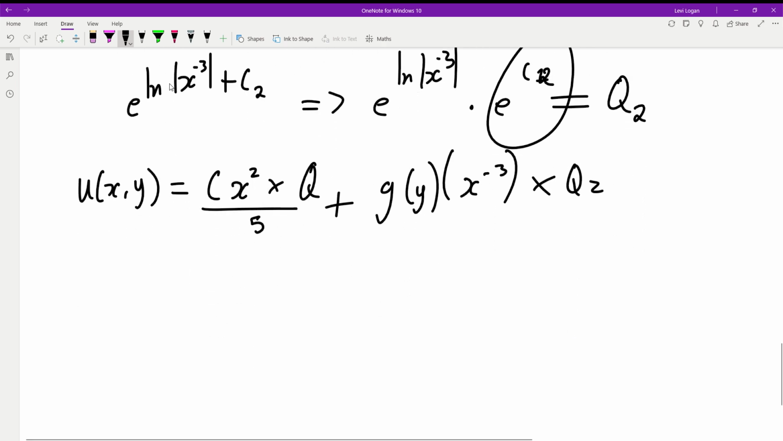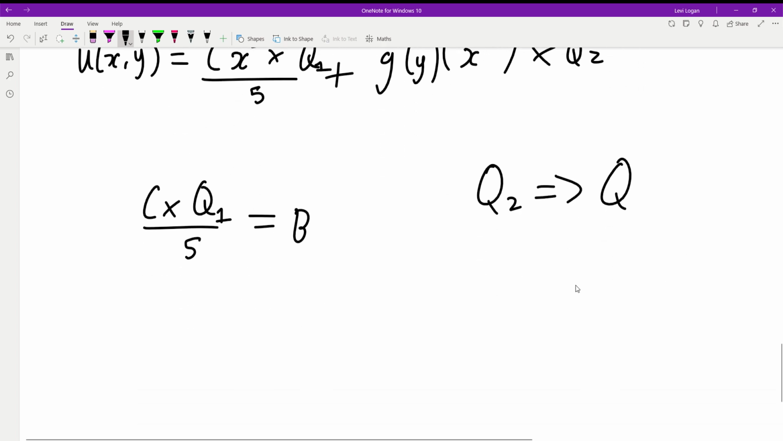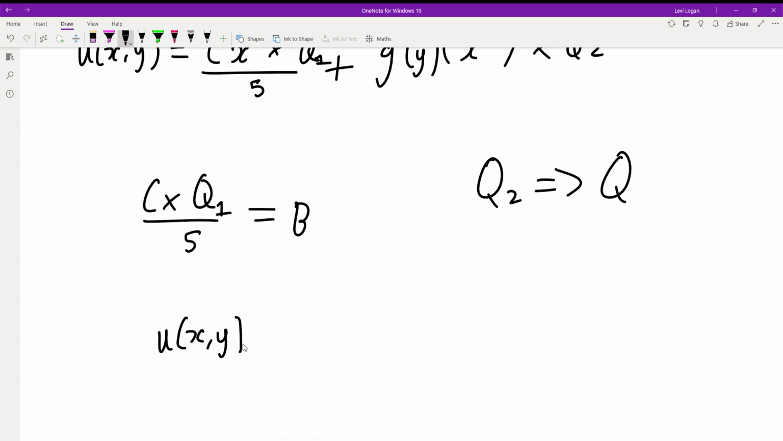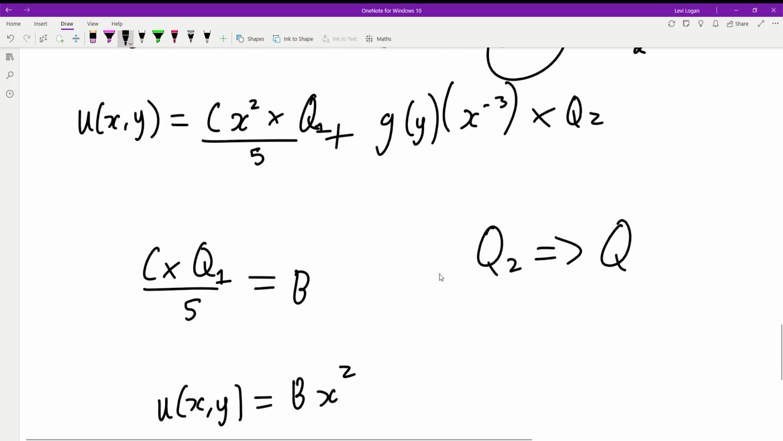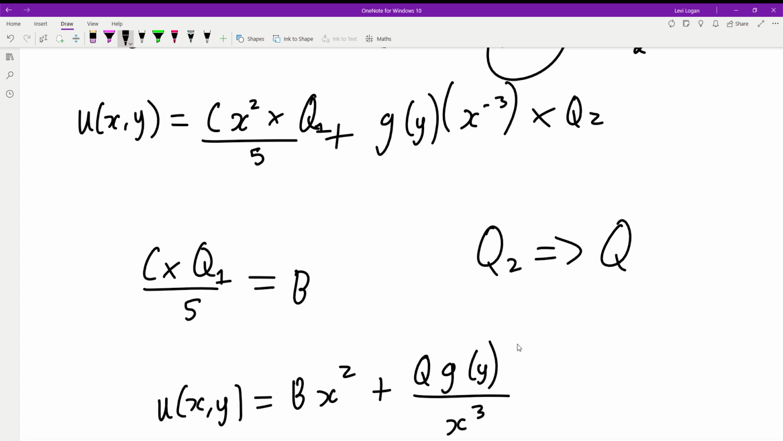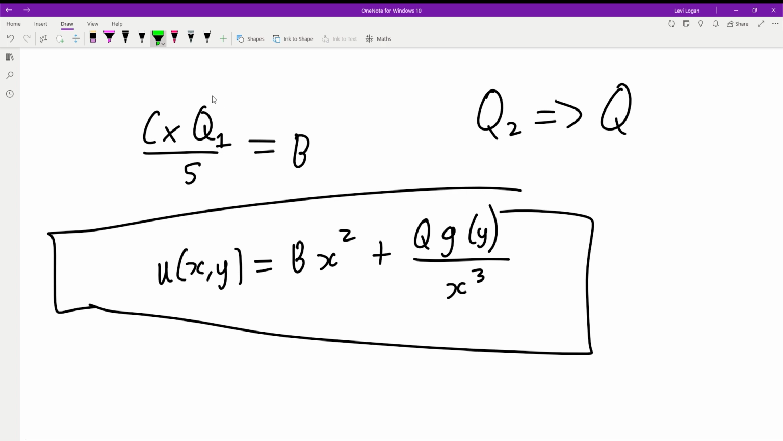So if I were to rewrite this whole thing, I'll say c times q on 5 is b, and I'll leave the other as just q. I'll define this as q1 because it's a different q. We don't know what that constant is. So our answer, u of x and y, is equal to b x squared plus q g of y on x cubed. And that is the solution to our partial differential equation. It is a function of x and y that only contains an x term, a function of y, and other x terms, where b and q are respective constants.